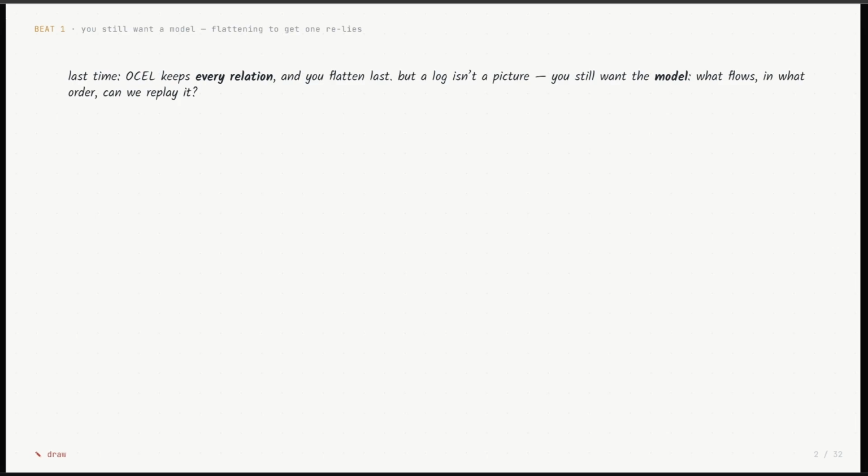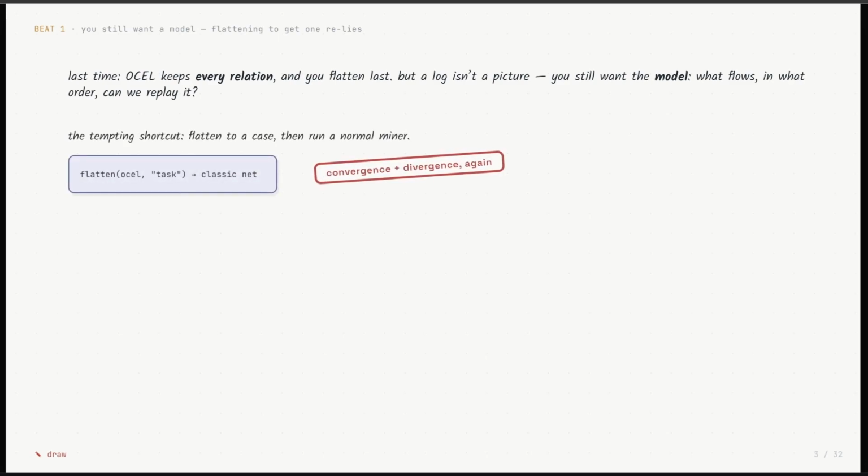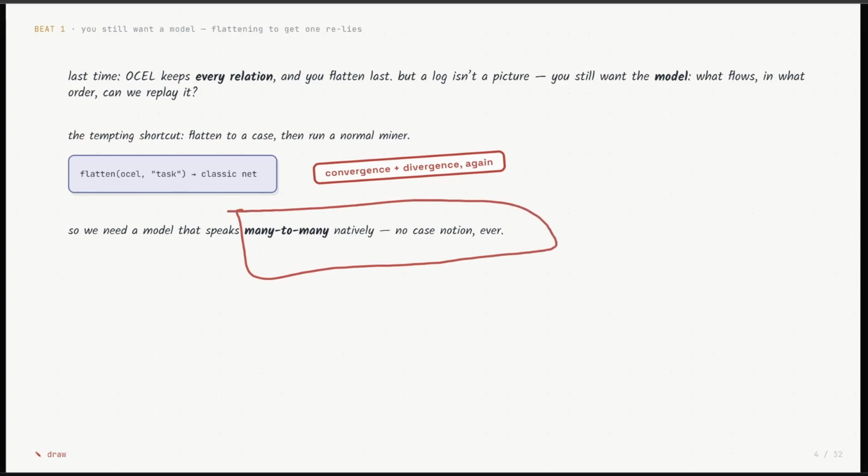But a log isn't a picture. So you still need a model, and you need to see what flows in what order. Of course, the idea here is to be able to replay against it, to have conformance. So the tempting shortcut here is to flatten, but of course you'd have, as usual, divergence and convergence problems. But we need a model that speaks the many-to-many relationship natively.